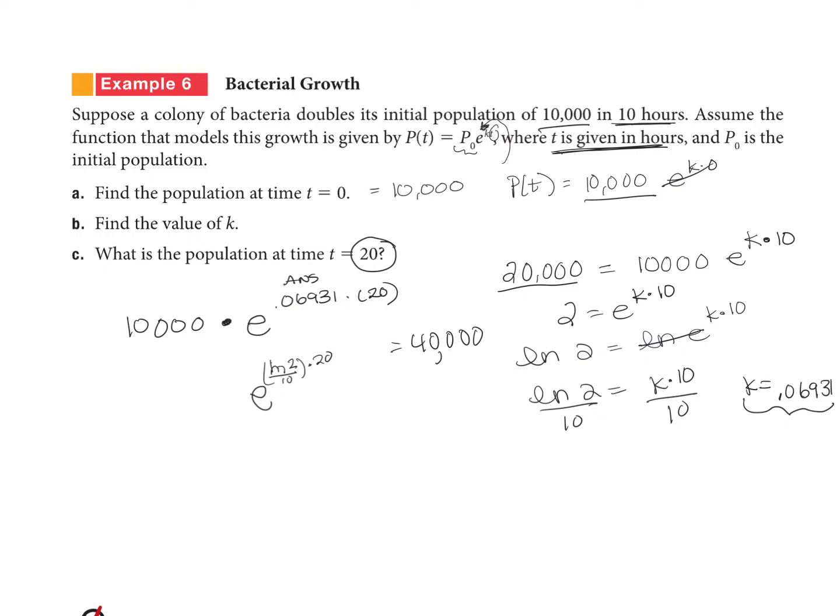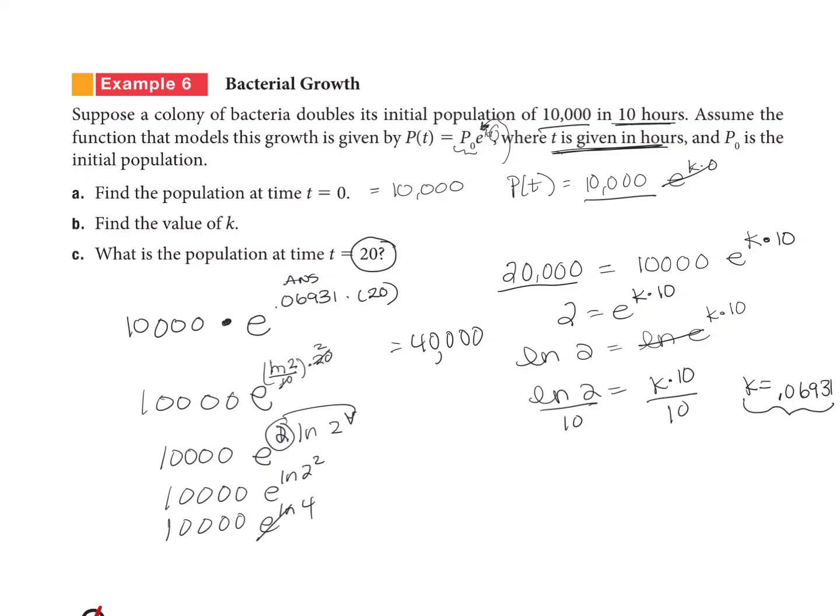But look at if I type it in like this, right? This is going to cancel with that, and I'm going to have 10,000 e to the 2 ln of 2. But know that this 2 can go up here, right? So this is 10,000 e to the ln of 2 squared, which is 4, which is 10,000 e to the natural log of 4. Those cancel. So I just have 10,000 times 4, which is 40,000. All right, that's some cool math.